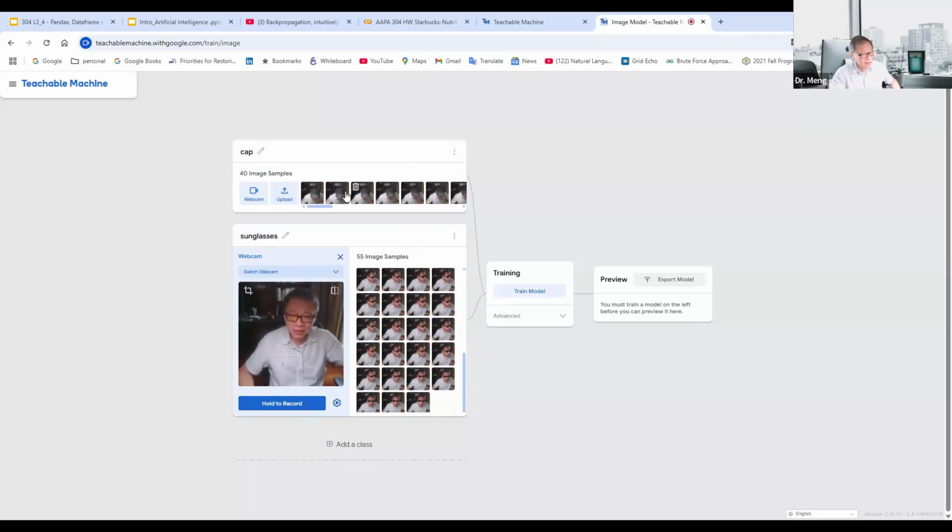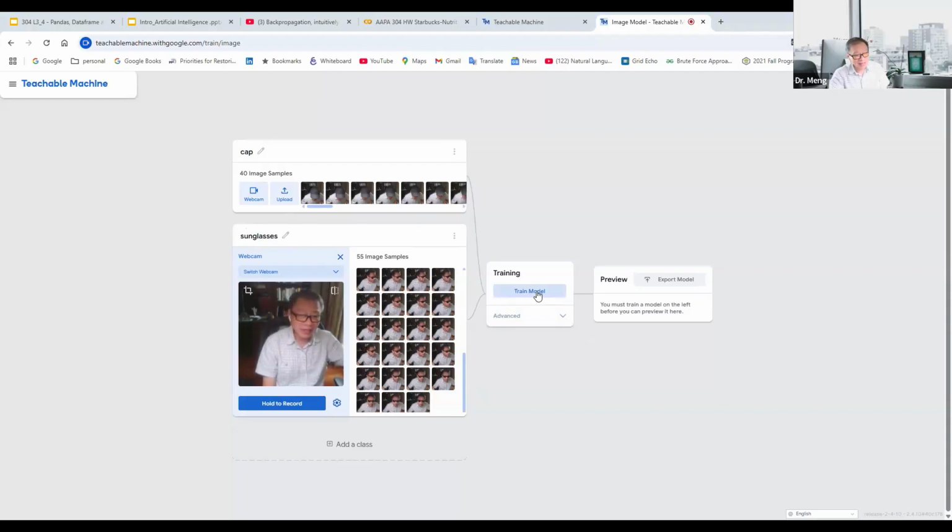So what I do is look at here. What is the label? Can you guys tell me what is the label? What is the data? Data is the images, right? It's the pictures, these images. How many images do I have? I have 40 and 55, isn't it? What is the label? The answer is the group name, right? Cap or sunglasses. I give this name.